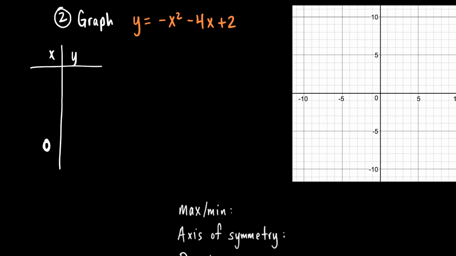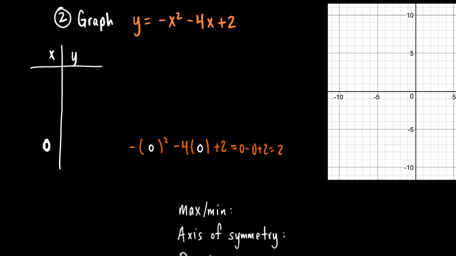So if we plug in 0 into this function, the function tells us to do negative times the input squared minus 4 times the input plus 2. In our case, we're plugging in 0. So this is just 0 minus 0 plus 2, which is 2. Okay, we're going to be running out of room here. I'm going to move this graph over just a little bit. So when we plug in 0, we get 2, which is great.